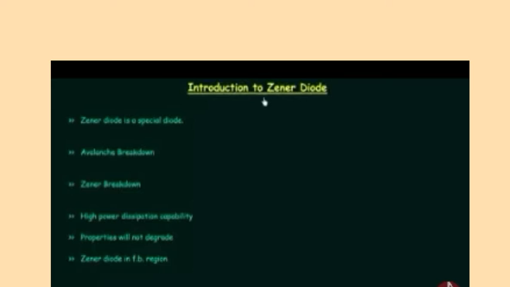A Zener diode is a special diode, and it is widely used in voltage regulation to maintain a constant voltage across a varying load. If we want a constant voltage across a varying load, we use a Zener diode for this purpose.